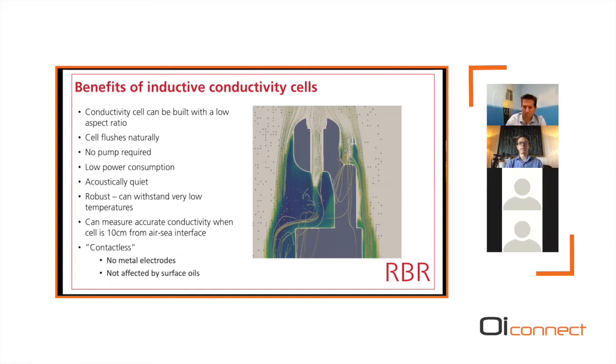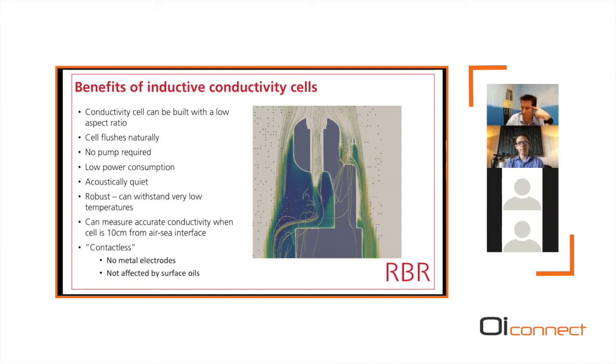Of course, it's an inductive cell, so it really is producing an electric field around the conductivity cell. Therefore, it does need the water for that conduction to occur, but there's no damage to the cell if it's operational and it comes out of the water. Accuracy is just retained up to about 10 centimeters from the air-sea interface.